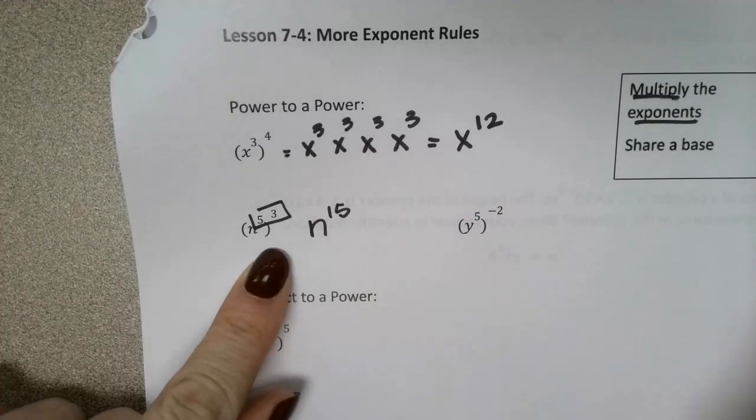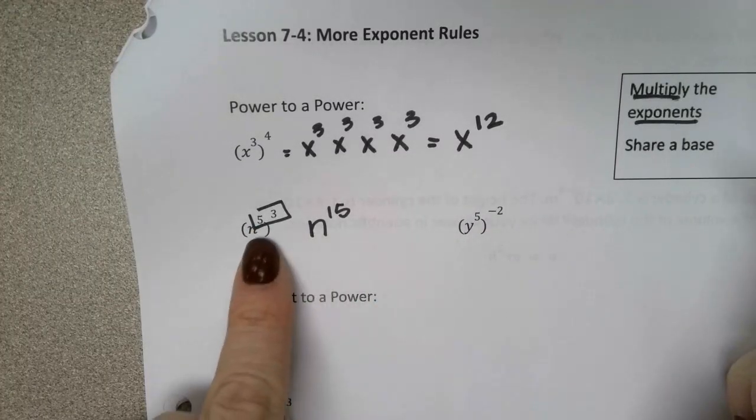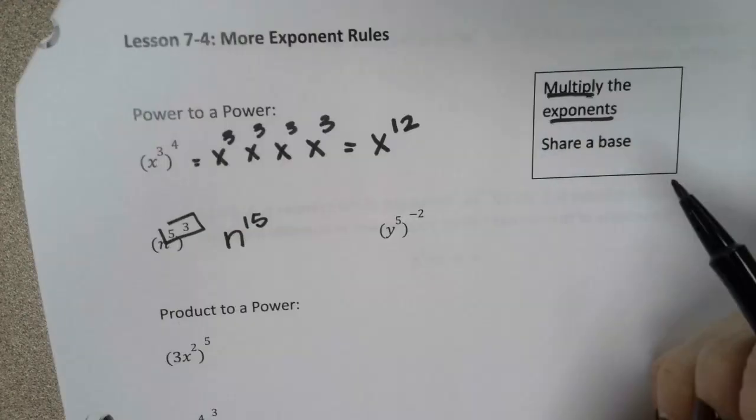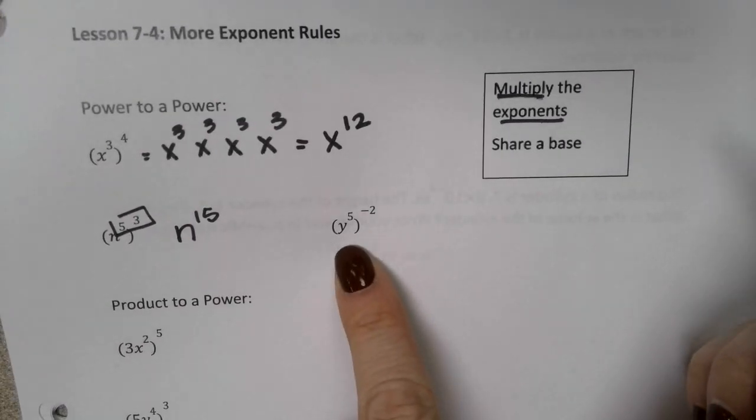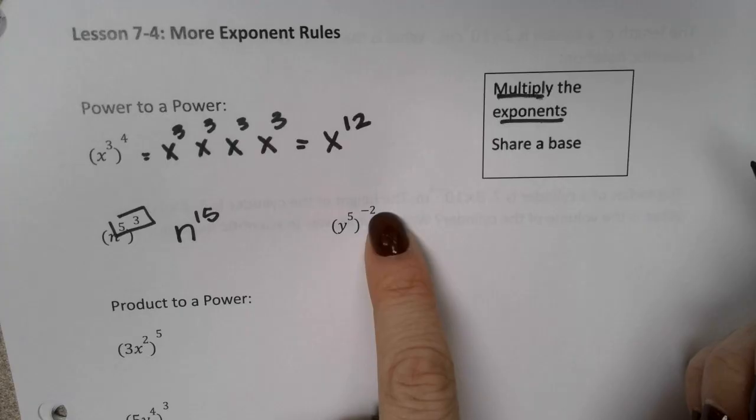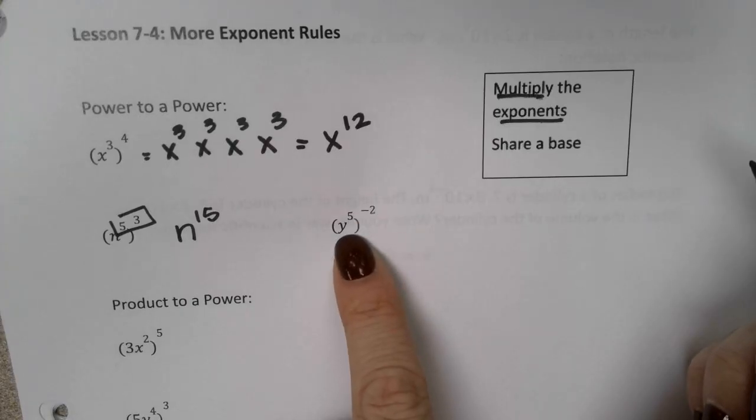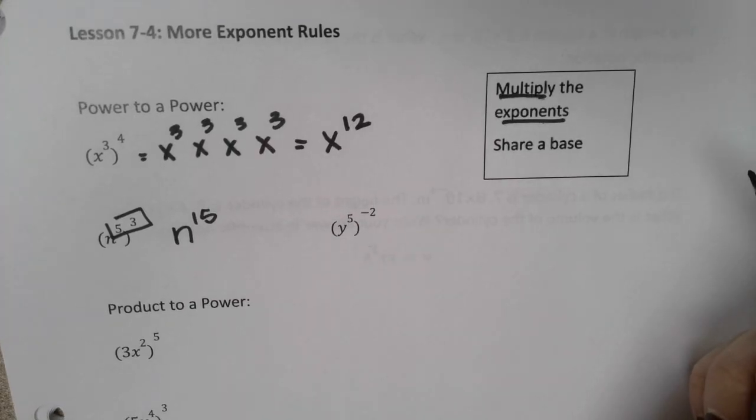So then, if I was here, I would just multiply these two and get n to the 15th. Now when you're doing this, the way you can identify them is they're sharing the same base. So there's 2 exponents sort of attached to this y. That's how you can kind of tell you need to multiply them.